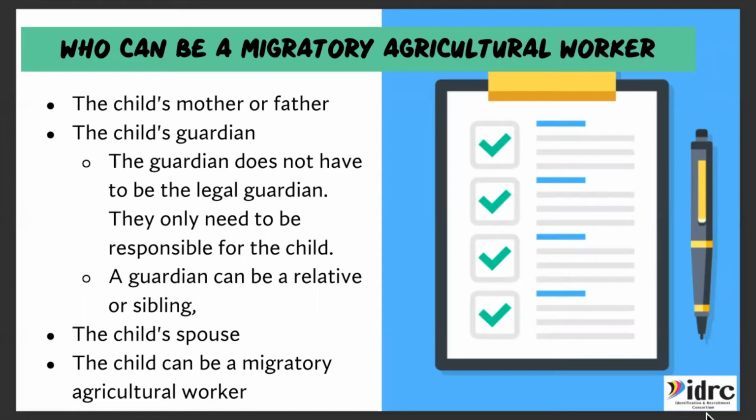When you're trying to figure out who can be a migratory agricultural worker, it's important to know that a migratory agricultural worker can be anyone from the child's mother or father, or a guardian of the child. The guardian does not have to be an official legal guardian. They only need to be responsible for the child. A guardian can be a relative or a sibling. The migratory agricultural worker could also be the child's spouse, or the child themselves can be a migratory agricultural worker.